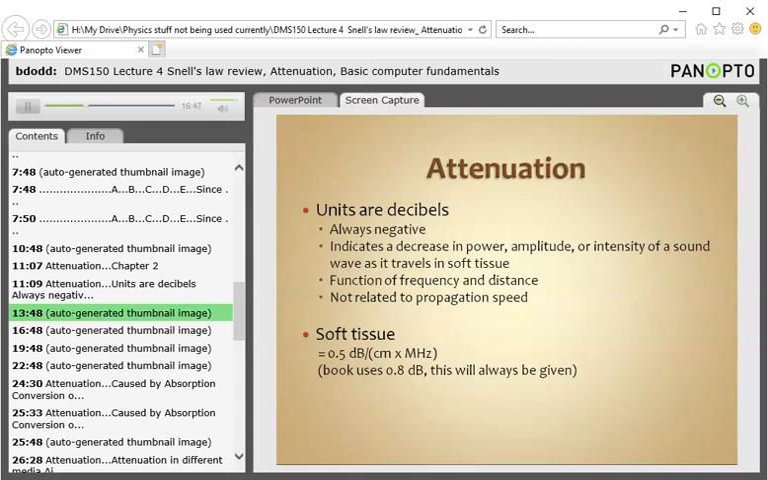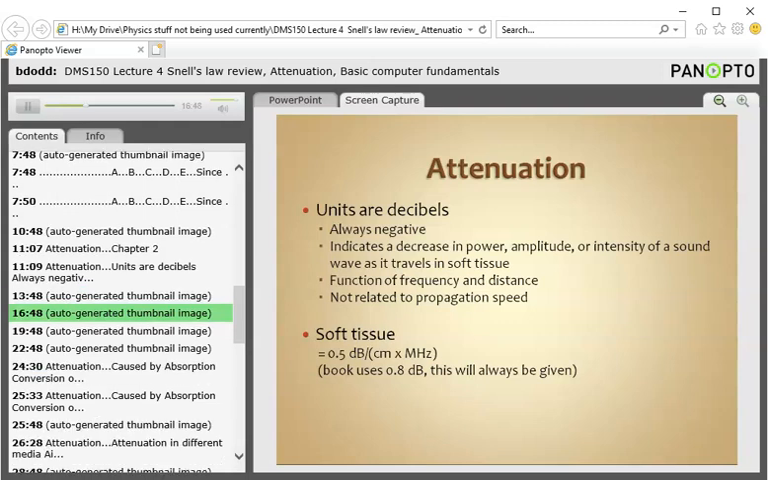All right, this is how you do it. A half times 5 is 2.5, megahertz cancels. 2.5 times 10 equals 25, centimeters cancels. You're left with 25 decibels. All right. Negative 25 or just 25?